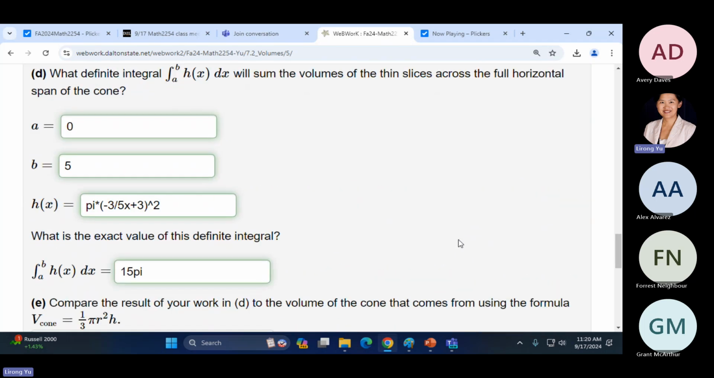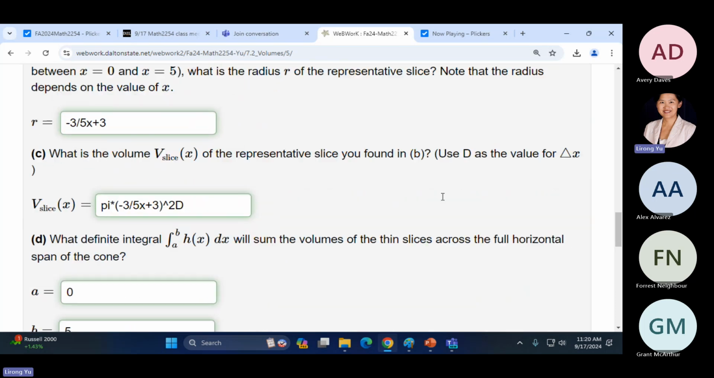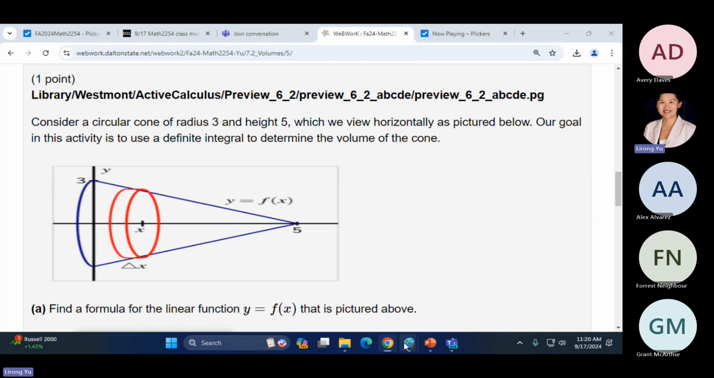One last question, which was the computer result. Okay, yeah, it should be identical because it's a cone. Go back to the question.